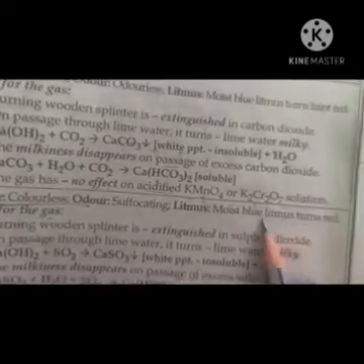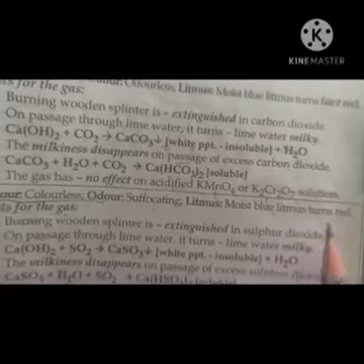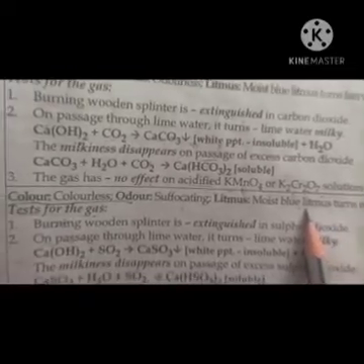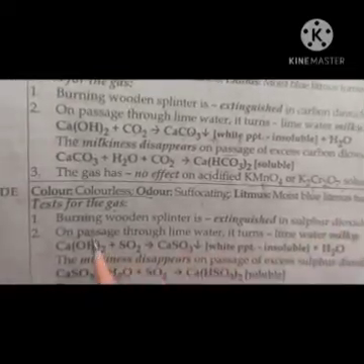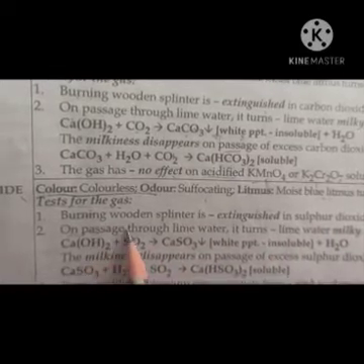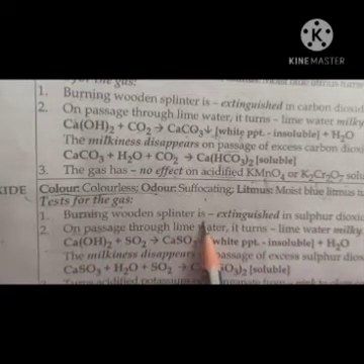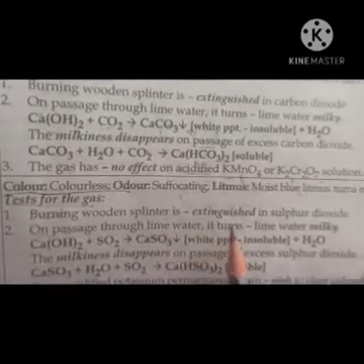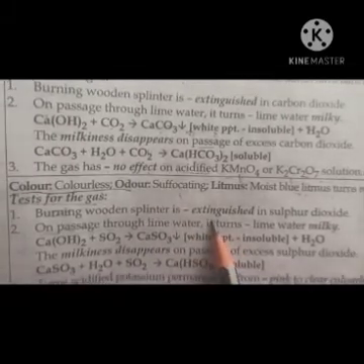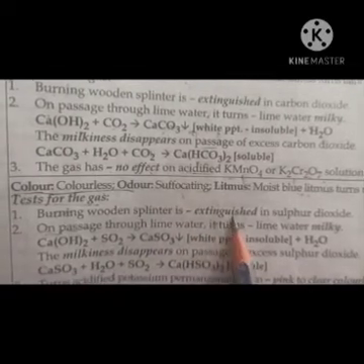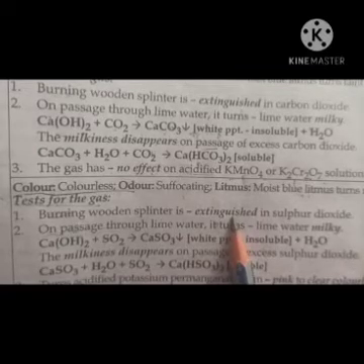It turns blue litmus to red because it is acidic in nature. Now what is the test for the gas? When you bring a burning wooden splinter near the sulfur dioxide gas, it will extinguish, meaning sulfur dioxide also doesn't support burning.